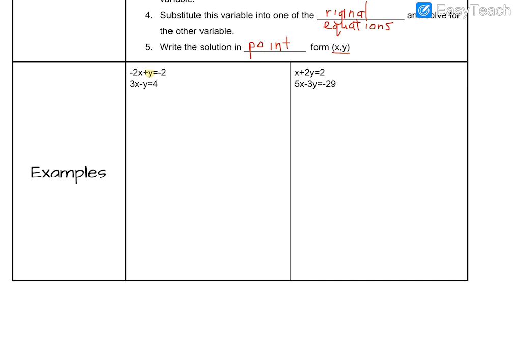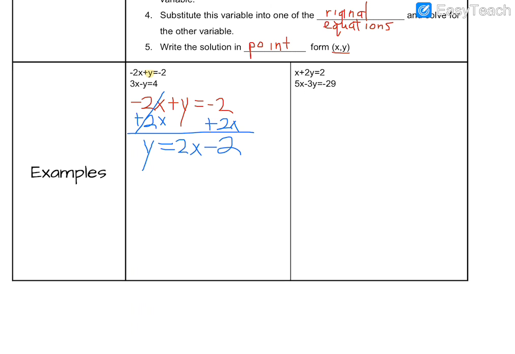So when we take that top equation and solve for y, we need to move the 2x over, so we're going to add 2x to both sides. So negative 2x plus 2x is going to disappear. That becomes a 0. We're left with a y. And we can't combine the 2 and the 2x because they are not like terms. So we end up with y equals 2x minus 2.